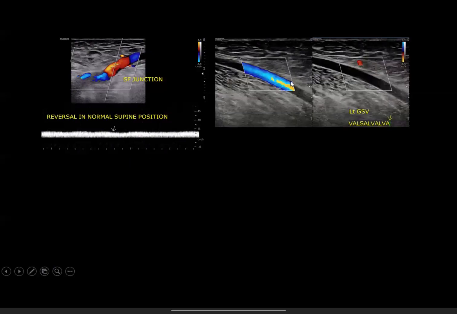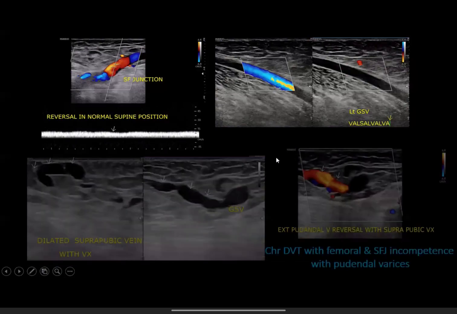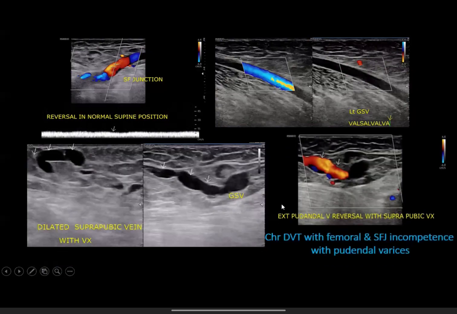We can see saphenofemoral junction incompetence. We can see the GSV is normal, but here we can see the flow is directed to the suprapubic, that is a pudendal vein, and forming varix in the pubic area. So this is basically chronic DVT with femoral and saphenofemoral junction incompetence with pudendal varicosities.